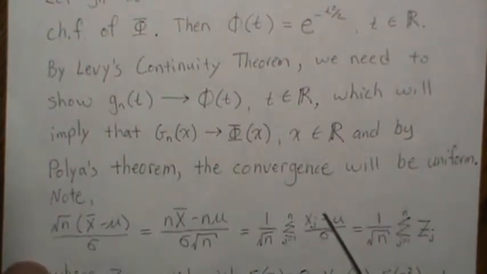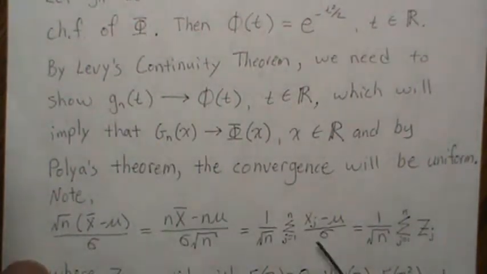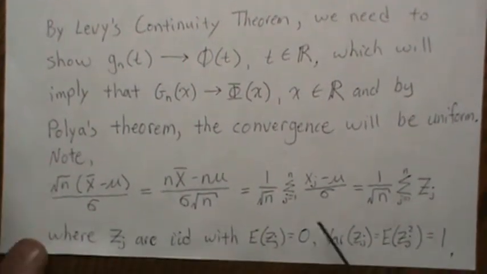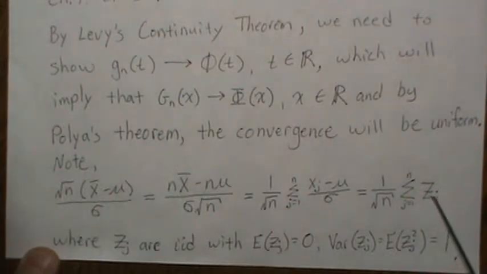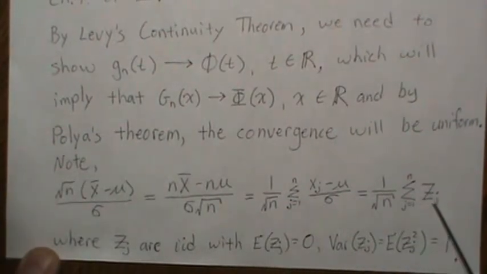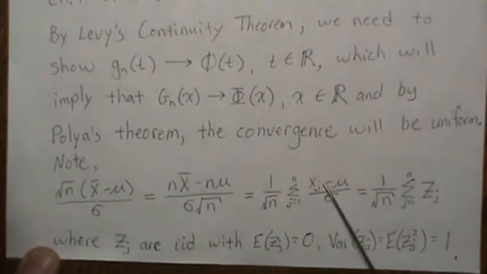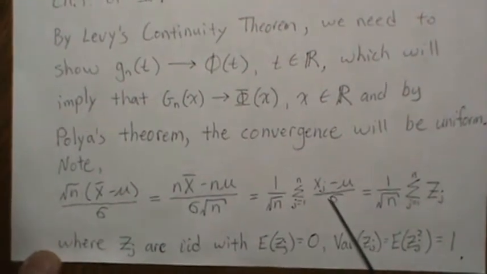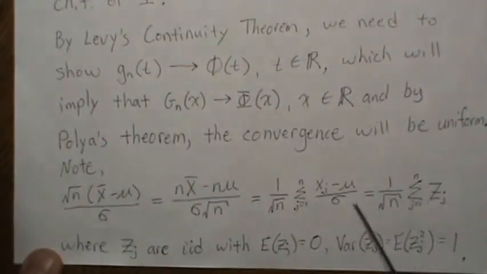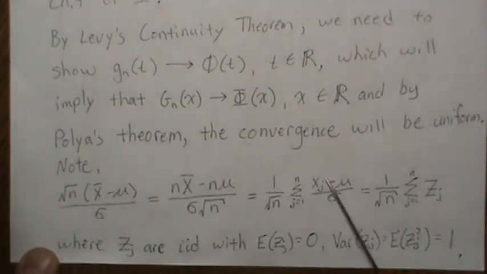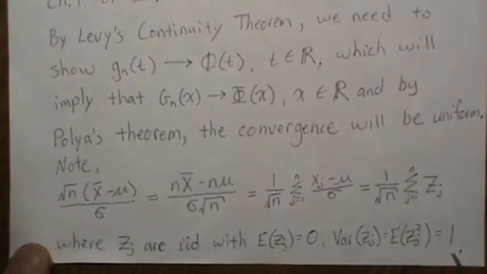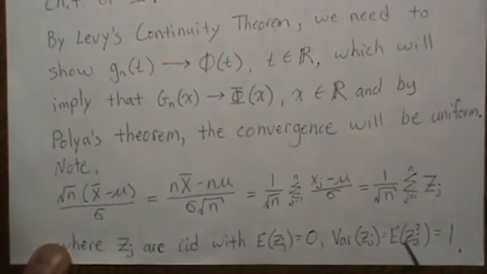But if we look at this piece right here and we call it Z_j, we've just standardized it. The Z_j's are IID random variables because the X_j's were IID random variables. And the mean of Z is 0, and the variance of Z is 1.